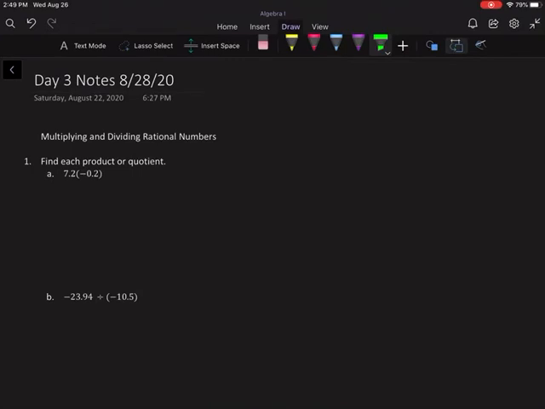All right, ladies, we're going to go ahead and do chapter 3 notes. Multiplying and dividing rational numbers. Okay, we've done this before in grade school, but we've got to continue. Let's go ahead and start this.